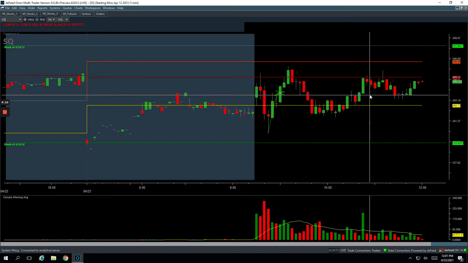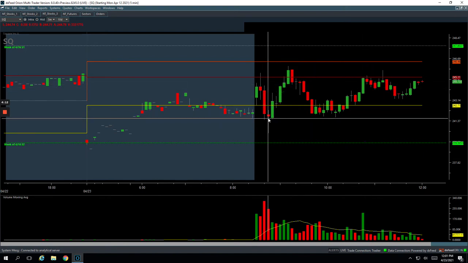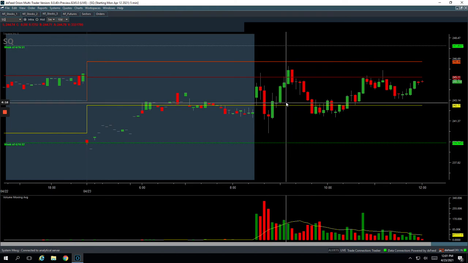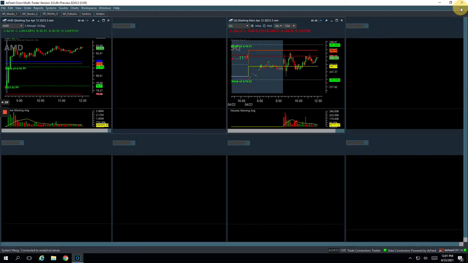And ended up taking a loss after having a decent profit, but no fault of the way it traded. It just ripped back up on us. So I took a loss on that one. So net plus 137 on the day.